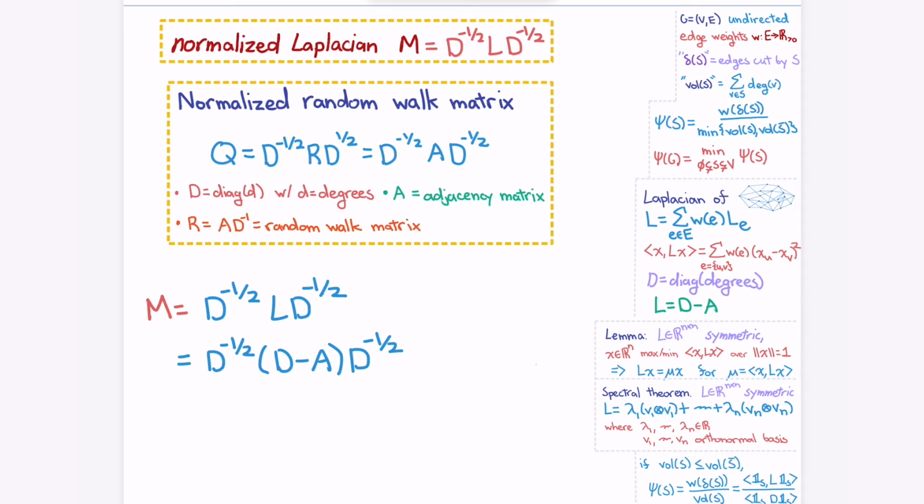Now what might I do to simplify this? We'll distribute what happens to the D. So this first term will turn into I, since you have these inverse square roots. And what about D minus 1? You get Q. Okay, so you get this. All right. So this normalized Laplacian is the identity minus the normalized random walk matrix, which we worked so hard to understand last class.